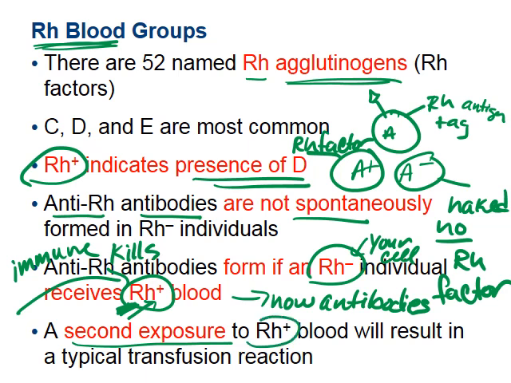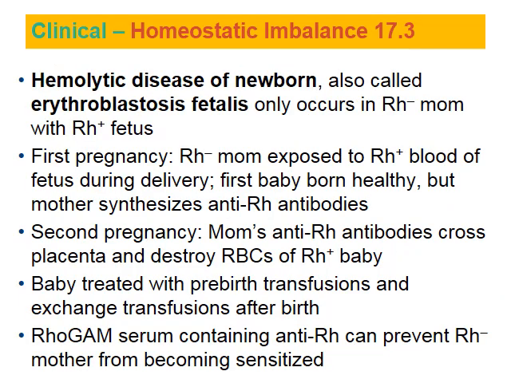Second exposure to RH positive blood will result in the typical transfusion reaction. So usually it's okay the first time if you received a little bit, but if you receive it again the second time, you've now made tons of antibodies against it, and they're ready to pounce and attack that blood that you're being given.